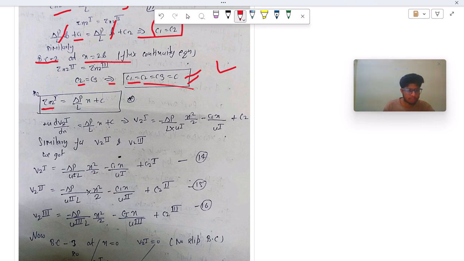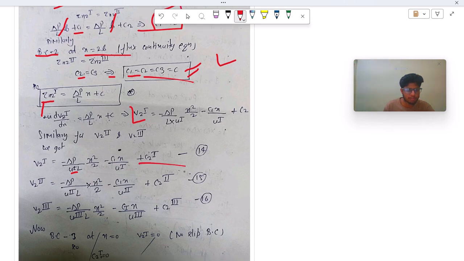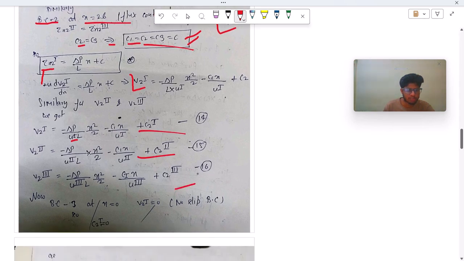And again, as tau xz equal to minus mu dVz by dx, integrating again, we get our velocity equation as Vz1 equal to minus delta p upon mu1 L into x square by 2, minus C x upon mu1, plus C21. Similarly for fluid 2 and fluid 3, we get the equations 14, 15, and 16.